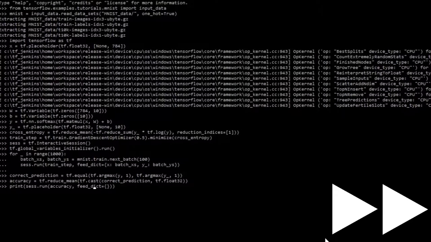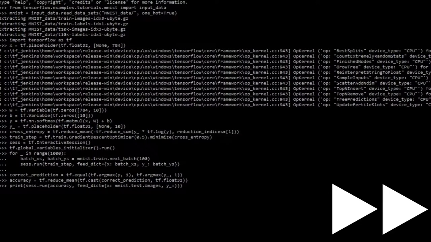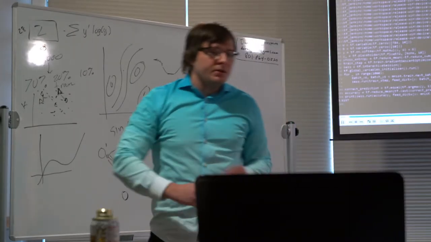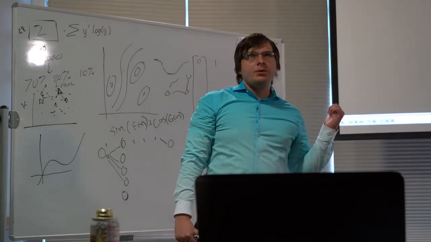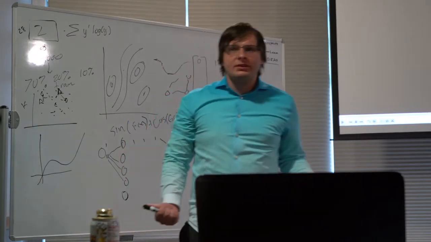which argmax just checks what value is in the vector, to see which one's closest to one. And then the cast and mean, that just gives the accuracy. And we're going to print it. Feed dictionary is going to run through all the 10% test. And then, there you go. The machine itself was 91.97, so 92% correct, which is kind of embarrassing for machine learning, to be honest.